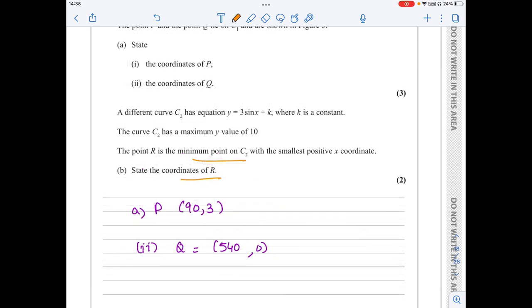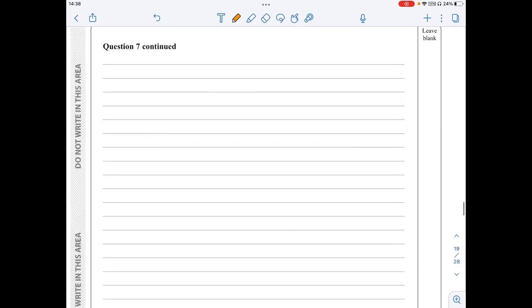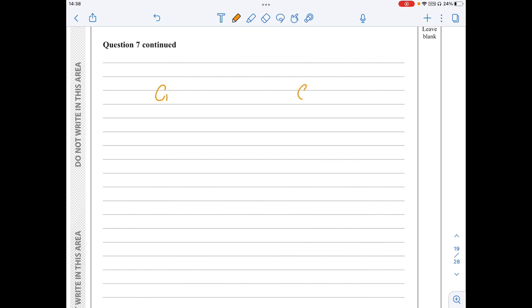For the next part, a different curve C2 has an equation y equals 3 sin x plus k. The curve C2 has a maximum value of 10. So we have curve C1 and curve C2. Curve C1 is y equals 3 sin x. Its minimum value is minus 3 and maximum value is plus 3. The first minimum value occurs at (270, minus 3) and the first maximum value occurs at (90, 3).